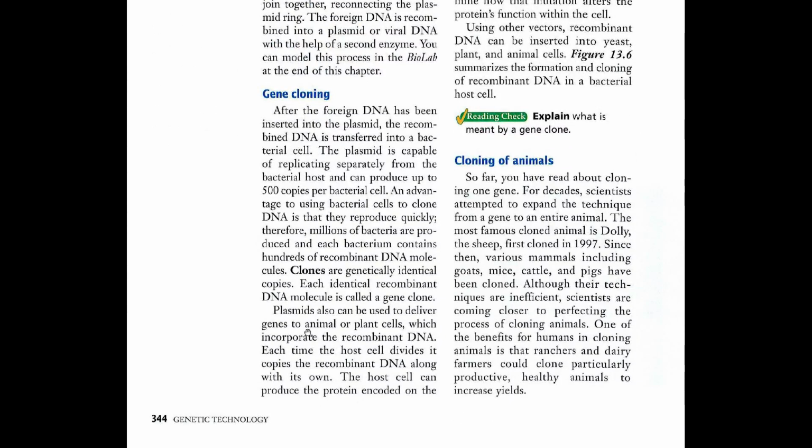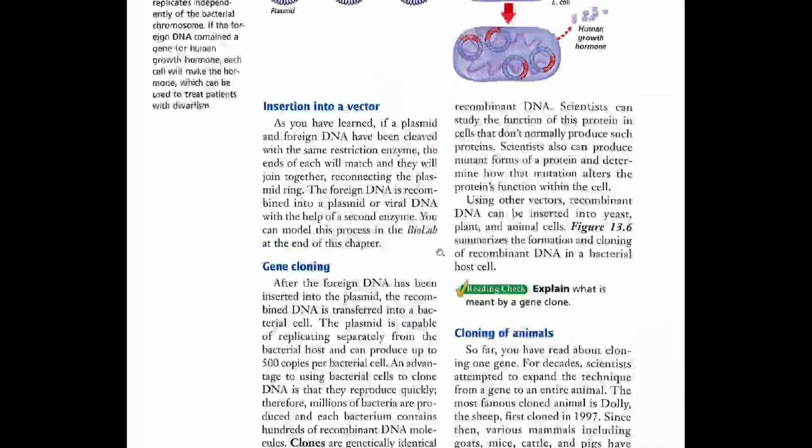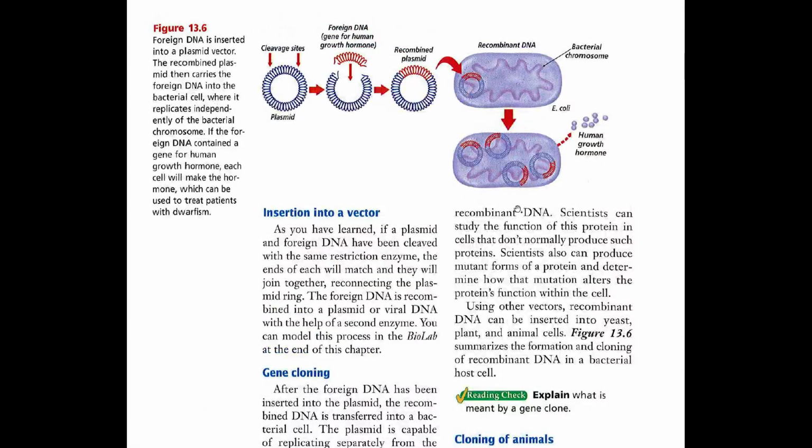Plasmids can also be used to deliver genes to animal or plant cells. Each time the host cell divides, it copies the recombinant DNA along with its own. So if we throw a plasmid into an animal or plant cell, when that cell replicates, it will also replicate these plasmids. And then animal cells can read those and produce the proteins that are now written on this extra piece of instruction that we have thrown into a cell.